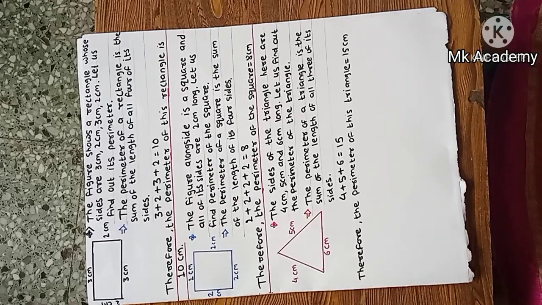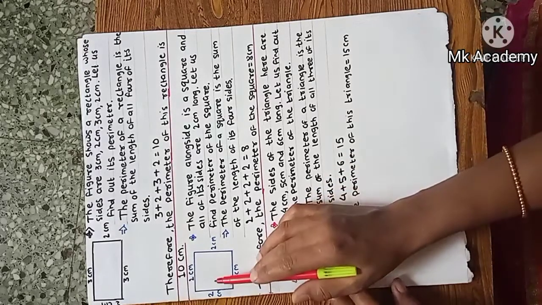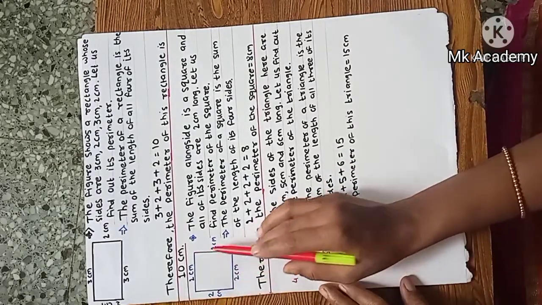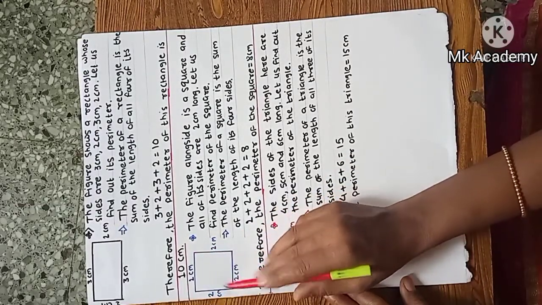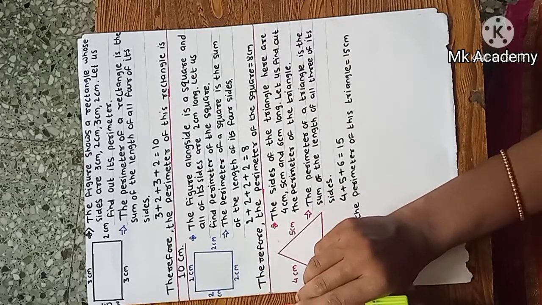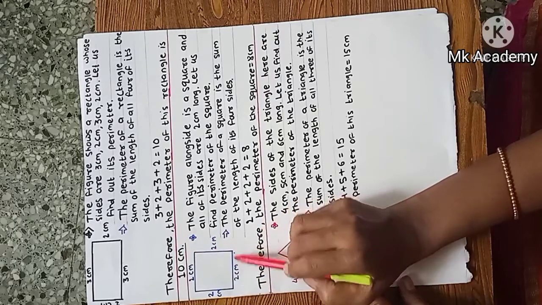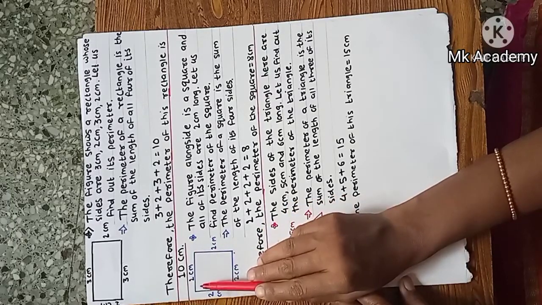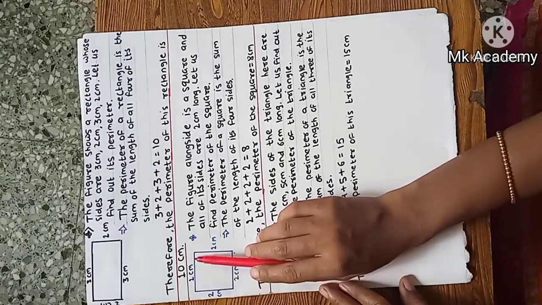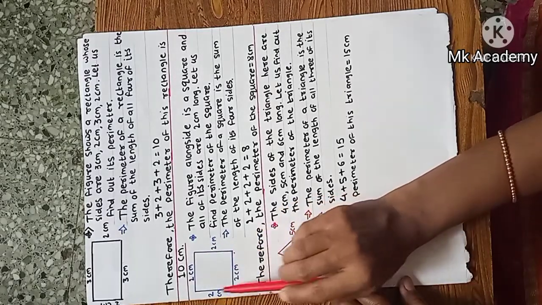Now see the second figure. The figure alongside is a square and all of its sides are 2 centimeter long. We have been given a figure, this figure is a square, and we have to find the perimeter of this square. Now how many sides does a square have? 1, 2, 3, 4. Means we have to add the length of all these 4 sides.